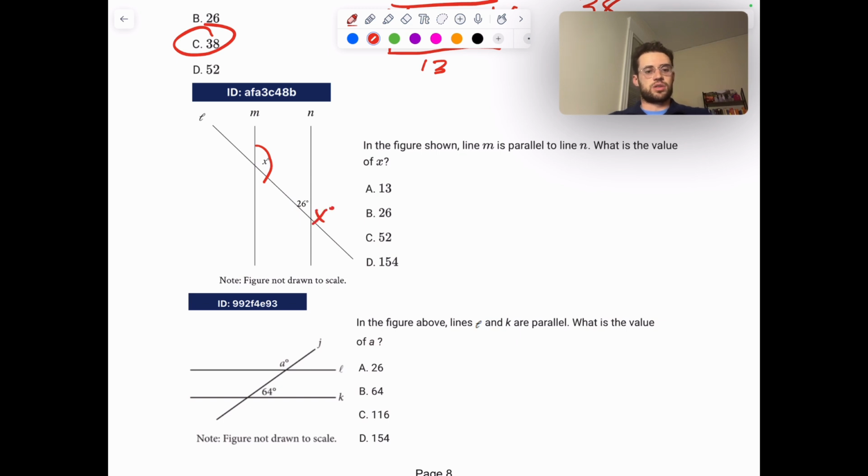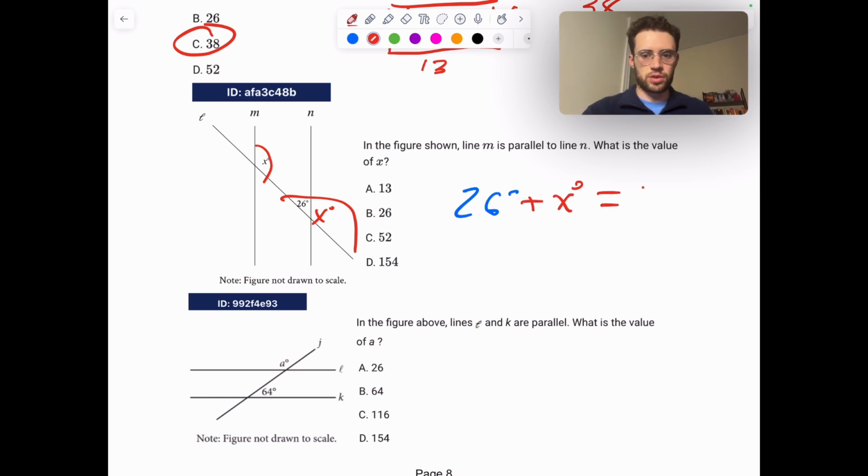This is the same as x degrees there, which 26 and x, if they're a linear pair, again, that means that the two create a line together, which means they add up to 180. They're going to be supplementary. So 26 degrees plus x degrees equals 180 degrees. Just subtract 26 from both sides.